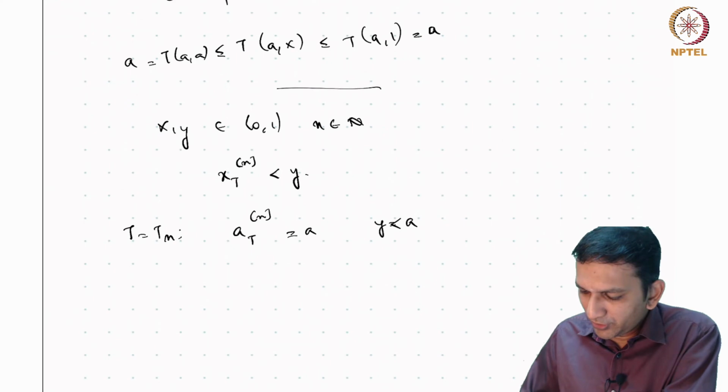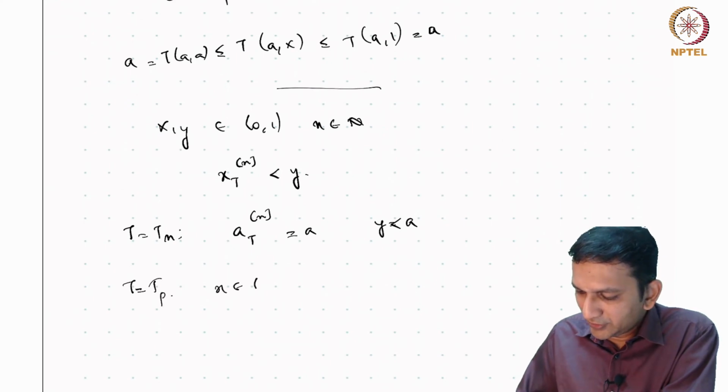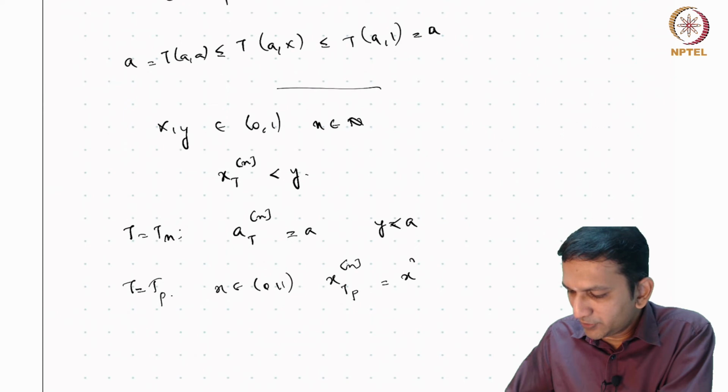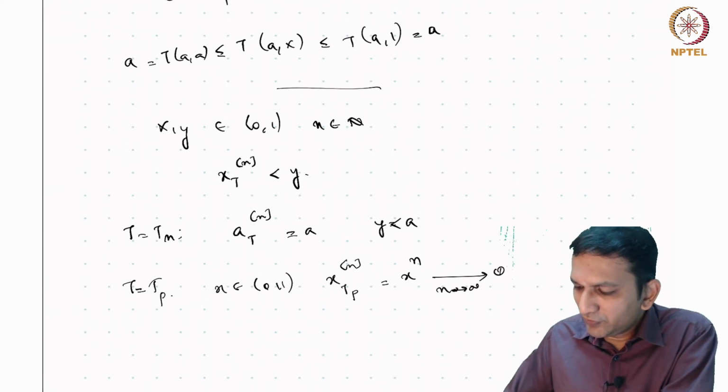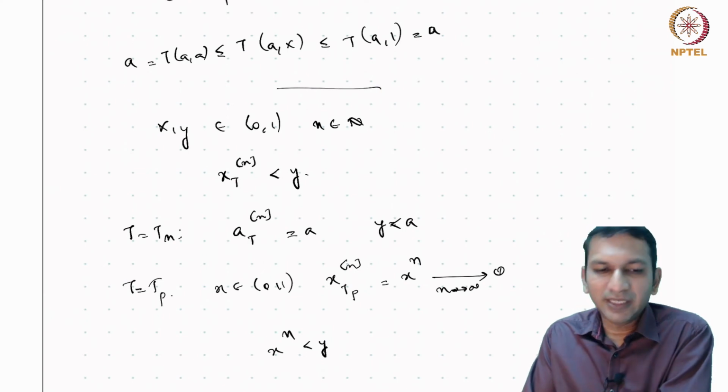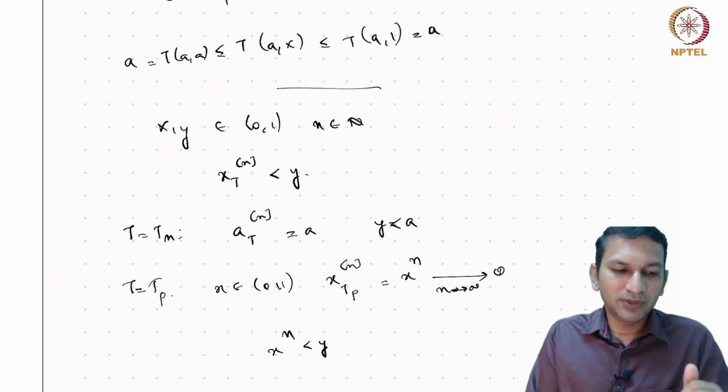What about the product T-norm? Now if we take an x in the open interval, then we know that x T of n with respect to product is nothing but x power n. We see that in the limiting case, as n tends to infinity, it does go to 0. So no matter which y you give, you will be able to find some n such that x power n is smaller than y. This is basically coming from convergence of this sequence.